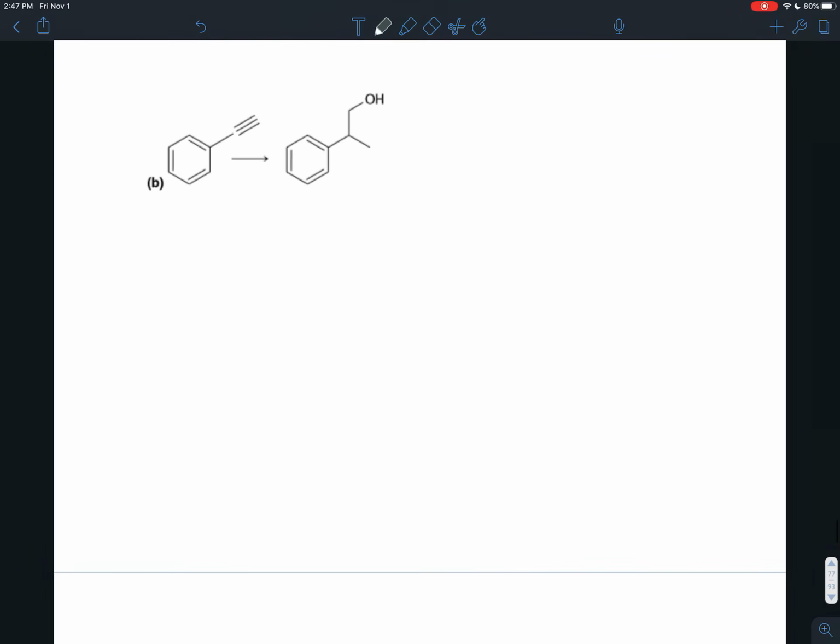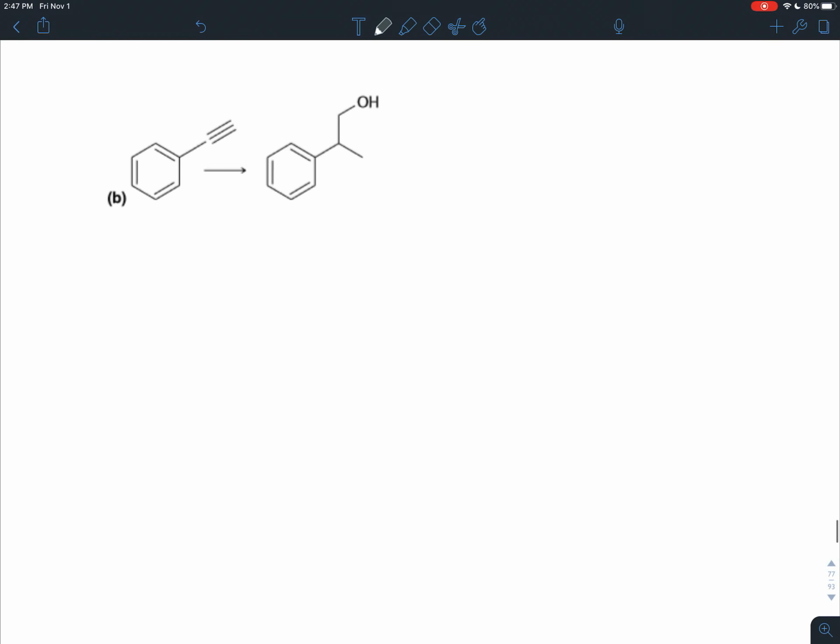So here we have exercise 20.41, part B. Now when you look at the reagent and the product here, you'll notice two things. First, you have a terminal alkyne. You have a triple bond at the end of a carbon chain. It's called a terminal alkyne.